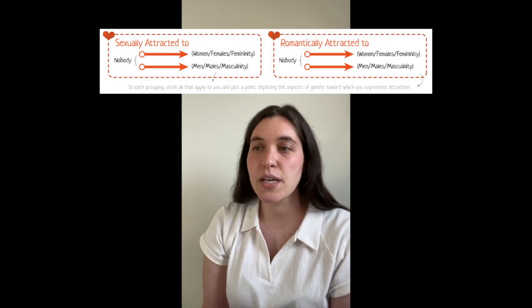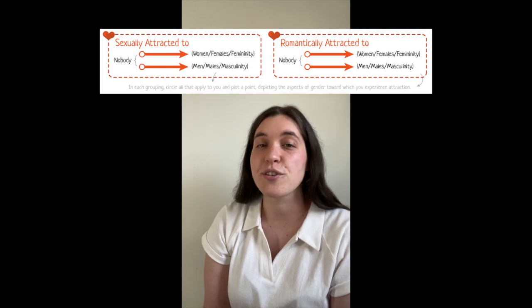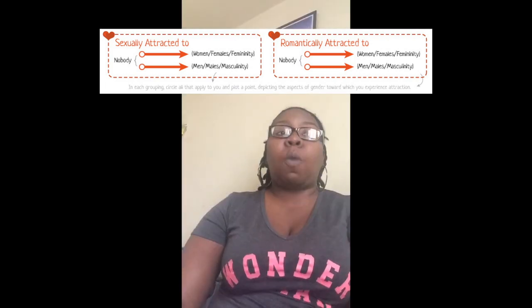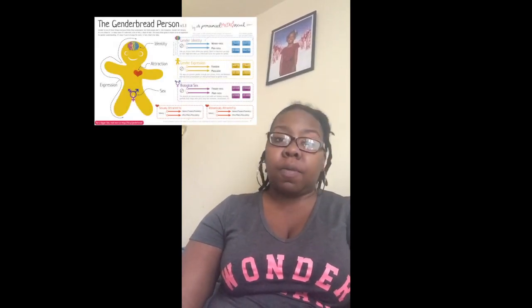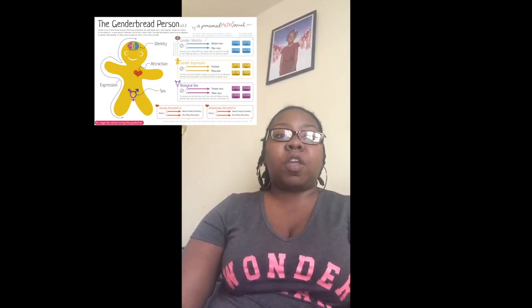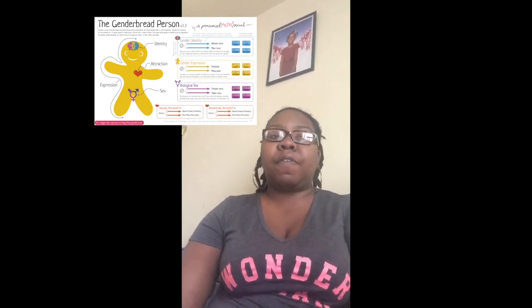Sexual attraction is who you may want to have sex or sexual conduct with based on your sexual feelings for them, while romantic attraction is who you may like based off of your emotional feelings for them. Now that we've discussed the basics of the genderbread person and what makes up gender identity, gender expression, biological sex, and sexual/romantic attraction, let's quickly review these terms.